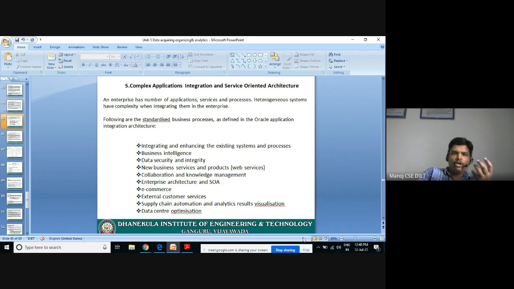If you want to enhance the performance of your business or business system, we need to integrate the existing systems in order to give a better performance, to give a better number of services. For that I require this integration. That's what complex application integration is. To support my business applications or my business services, I require this integration process.